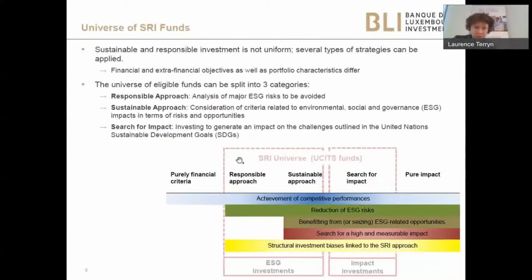The first one is the responsible approach. It's where major ESG risks are analyzed so as to be avoided. On the sustainable approach, criteria related to ESG factor are considered more in detail in terms of risk, but also opportunities. The integration is more in-depth in the process. The third category is what we call search for impact. There, the objective is to generate an impact on the challenge outlined in the United Nations Sustainable Development Goals, SDG. We will therefore focus on 3 main categories here in the middle.